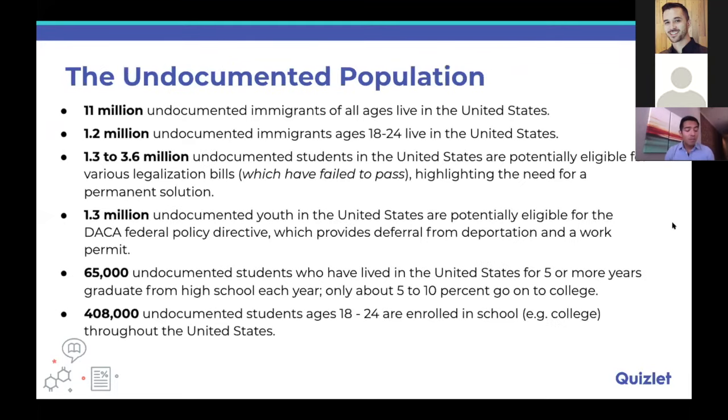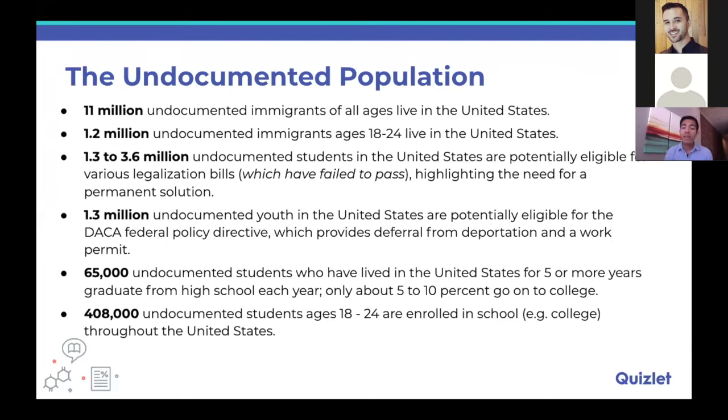Some information about the undocumented population overall. There is an estimated 11 million undocumented immigrants of all ages living in the US, and approximately 1.2 million of those are ages 18 to 24, so college age. 1.3 to 3.6 million undocumented students in the US are potentially eligible for various bills which have failed to pass Congress for the DREAM Act. So this really highlights the need for a permanent solution, specifically for undocumented young people.